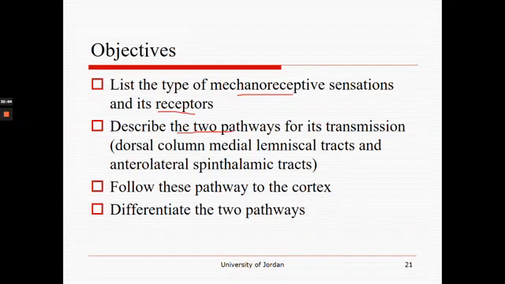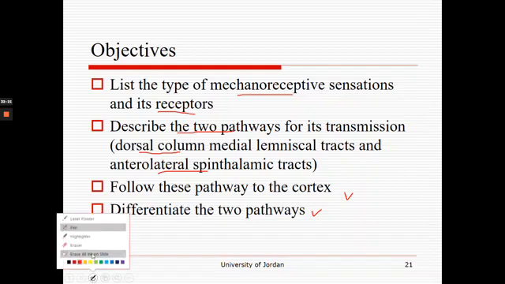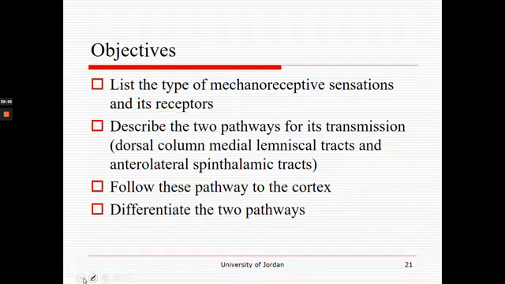Describe the two pathways for its transmission. One pathway is called the dorsal column medial lemniscal pathway tract, and the other is the anterior lateral spinothalamic. Follow these pathways to the cortex and differentiate these two pathways. What are the differences between them, because they are different pathways, different systems.